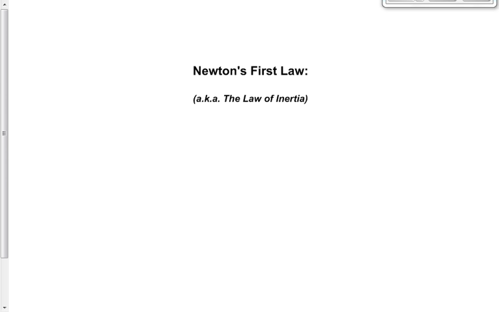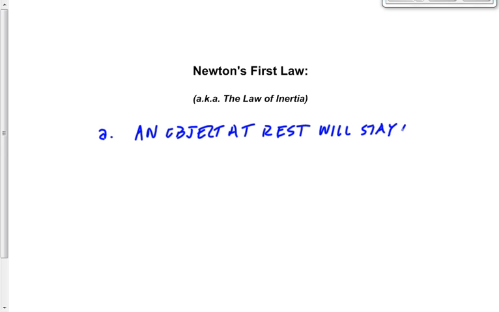This all leads to something that we call Newton's first law, which you've probably heard before. Newton's first law is sometimes called the law of inertia. The law of inertia, or Newton's first law, has two aspects to it. The first aspect says an object at rest will stay at rest until there's an unbalanced force, until there's a net force.